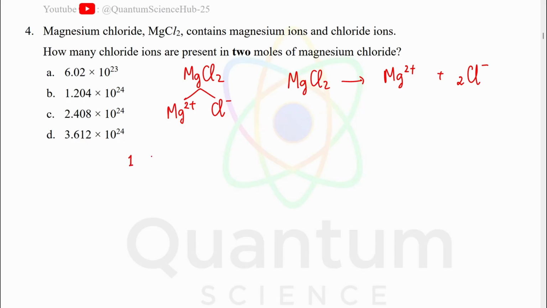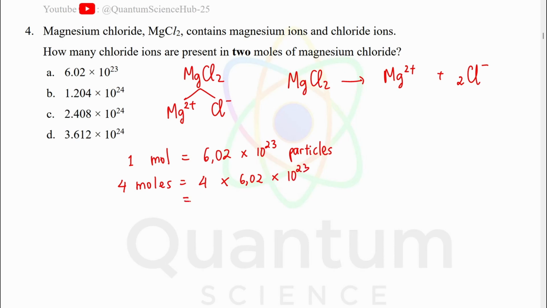So remember, 1 mole equals how many particles? 6.02 times 10 to the power of 23 particles. The particles here can be ions, atoms, or any specified particles. So if 4 moles, how many particles? 4 times 6.02 times 10 to the power of 23. So this is equal to 24.08 times 10 to the power of 23. And you can change it into standard form, which is 2.408 times 10 to the power of 24. So the correct answer here is C.